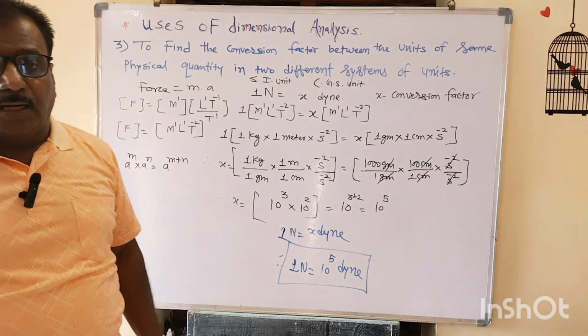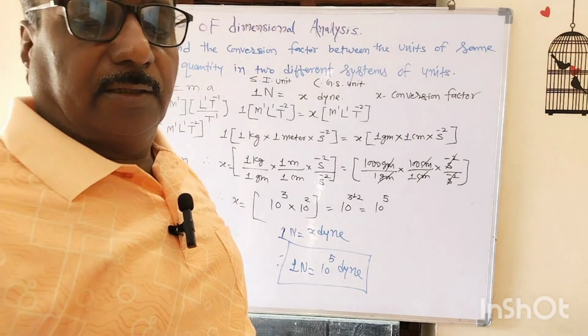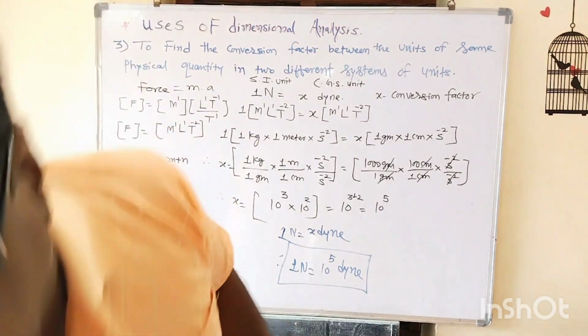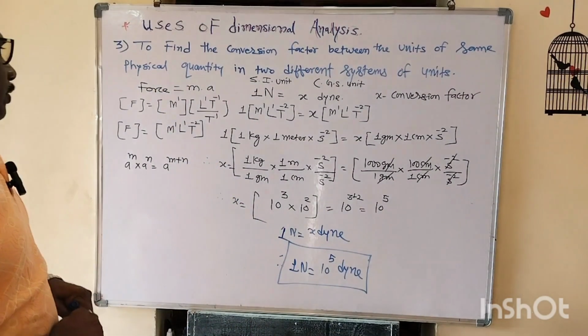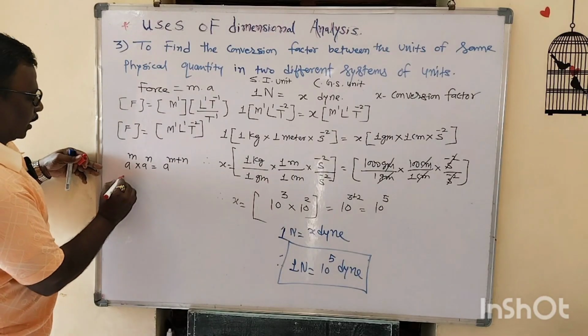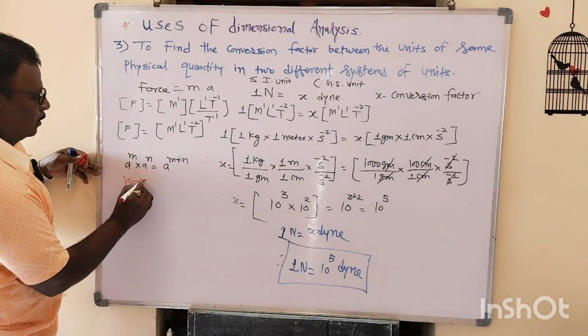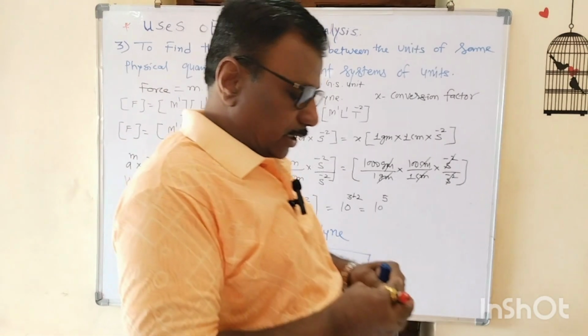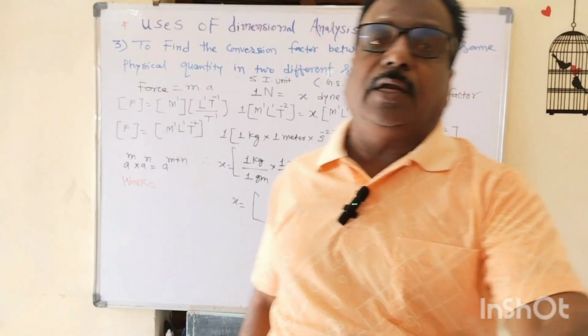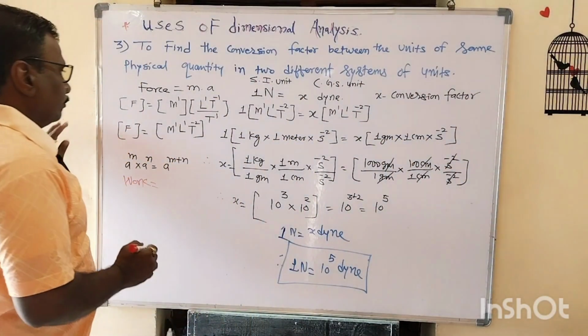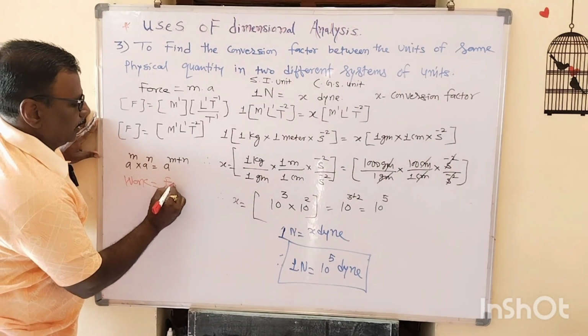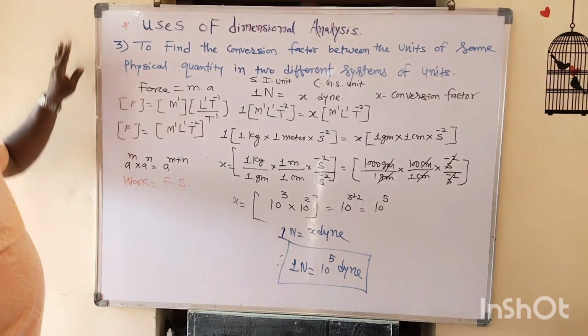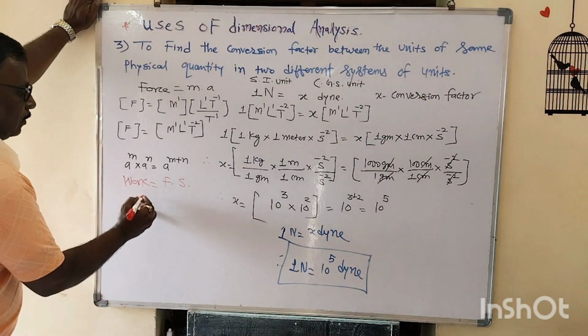Similarly, another example we also solve here. We take the second example. We know that there is another quantity, work. What is meant by work? Work done is a product of force into displacement. Now substitute the dimension of force here.